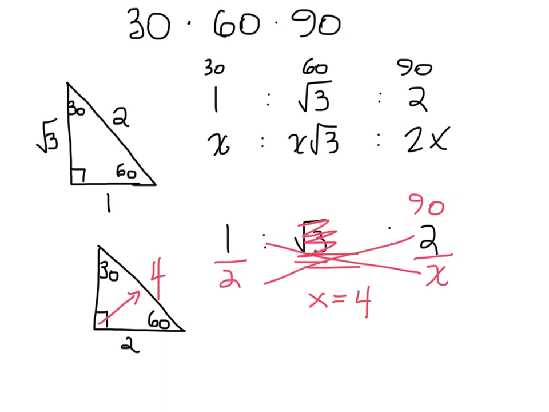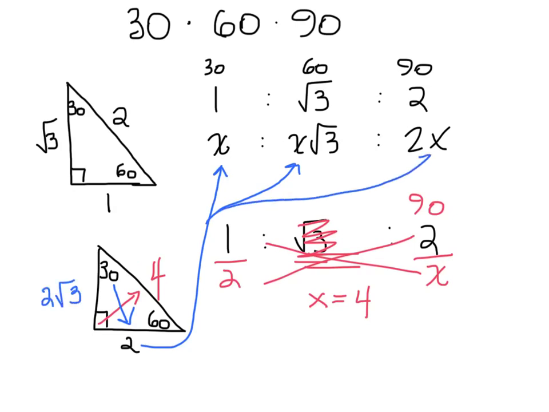An easier way to do this, just so you know, is if I'm given the side opposite the 30, that is x, which means that the side opposite the 60 is x radical 3, so 2 radical 3, and the side opposite the 90 is 2 times x, which would be 2 times 2 or 4.